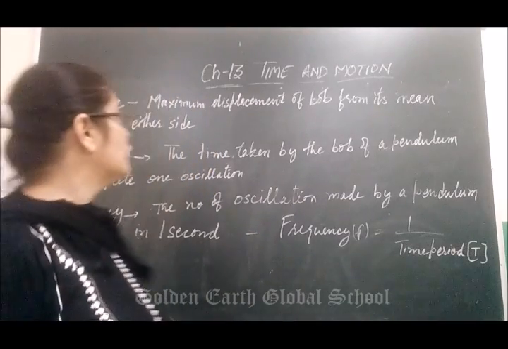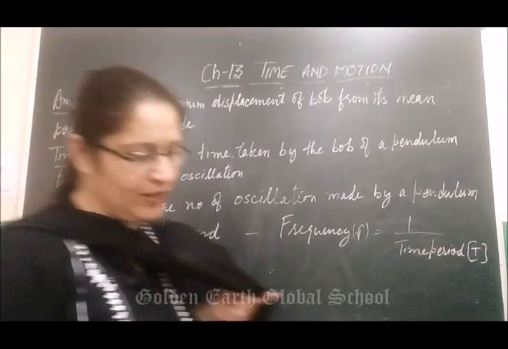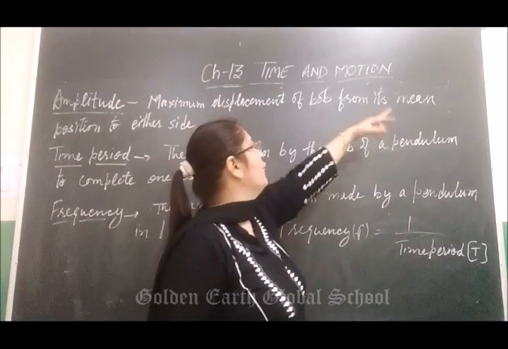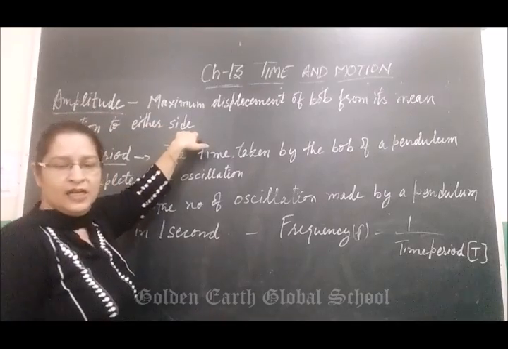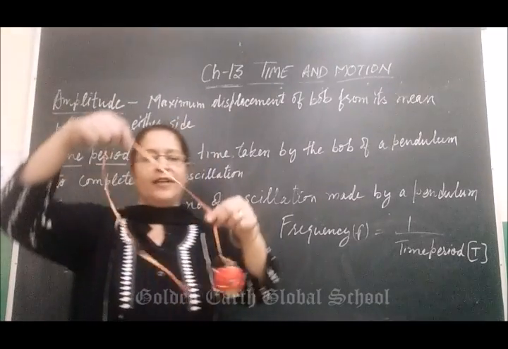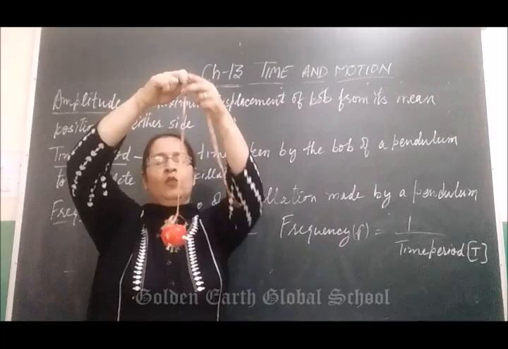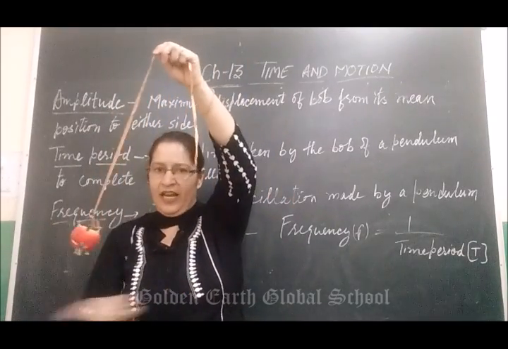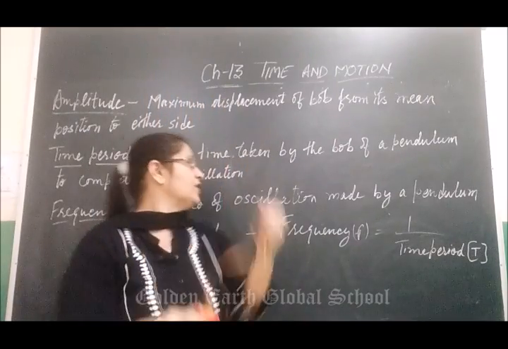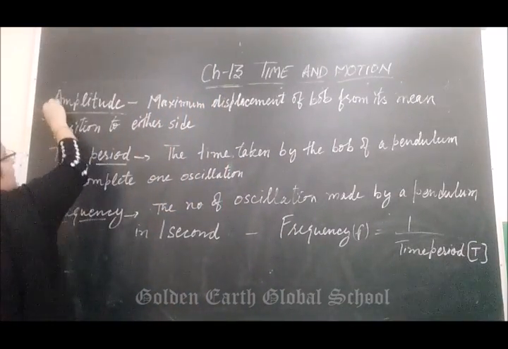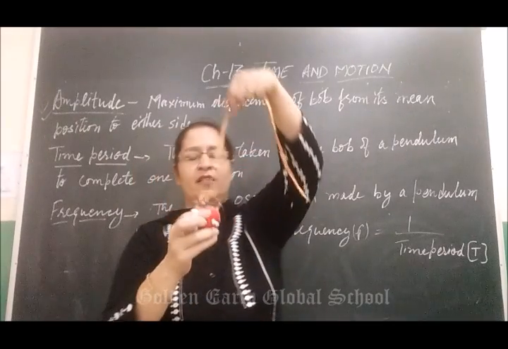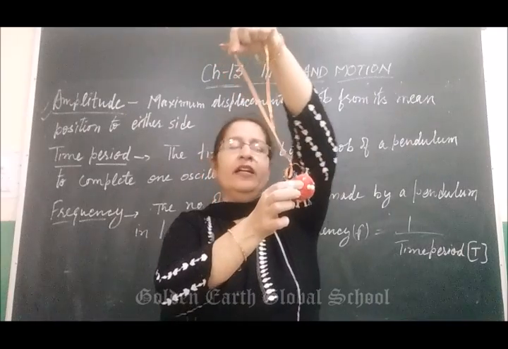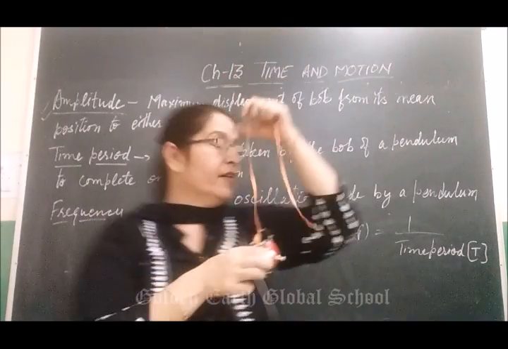The next definition is amplitude. What do you mean by the amplitude of the pendulum? As we know, it is the maximum displacement of the bob from its mean position to either side. Mean position to either side means while hanging, it will move on both sides, from left to right, then again left to right, then to the center. This is the amplitude, meaning the maximum displacement the bob has taken on both sides, left and right.